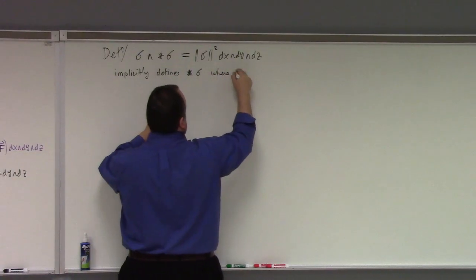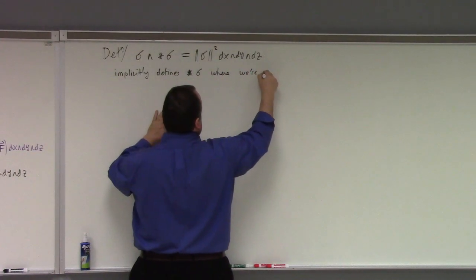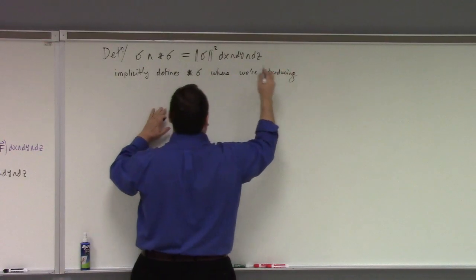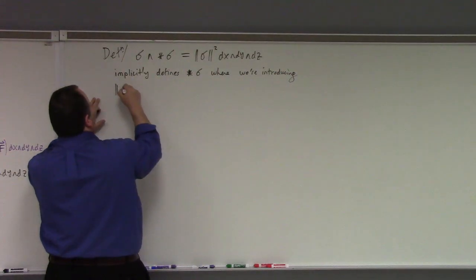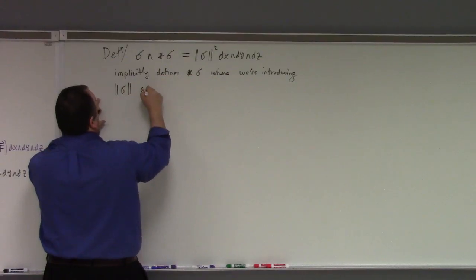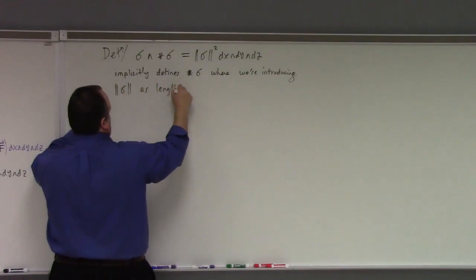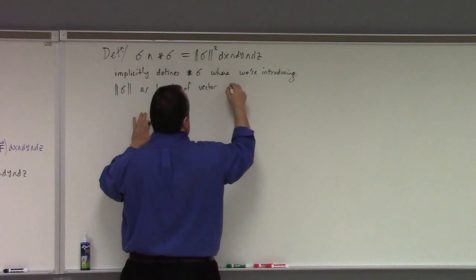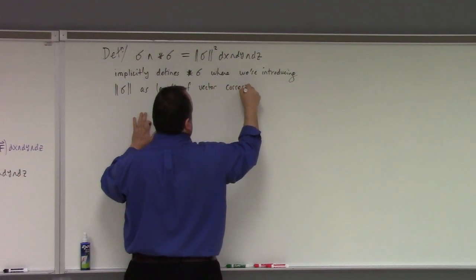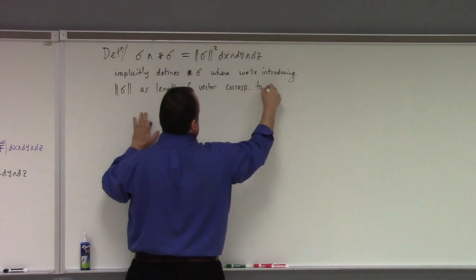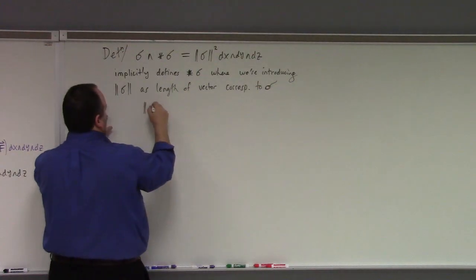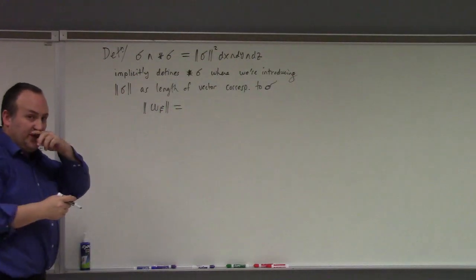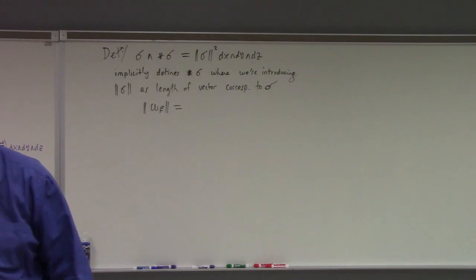And where we're introducing the length of sigma as the length of the vector corresponding to sigma. So like, for example, the length of the flux form is what? Give me the length of the work form would be what in this way of thinking?